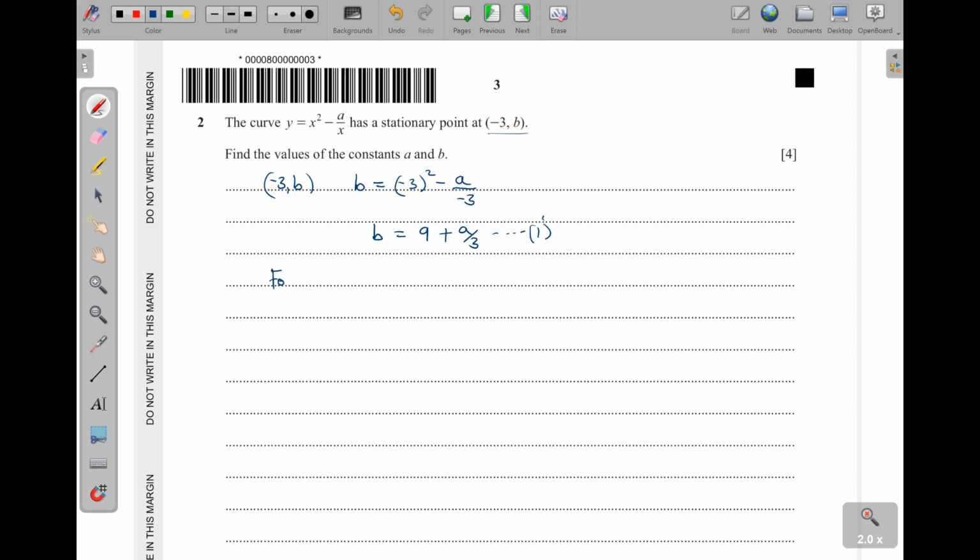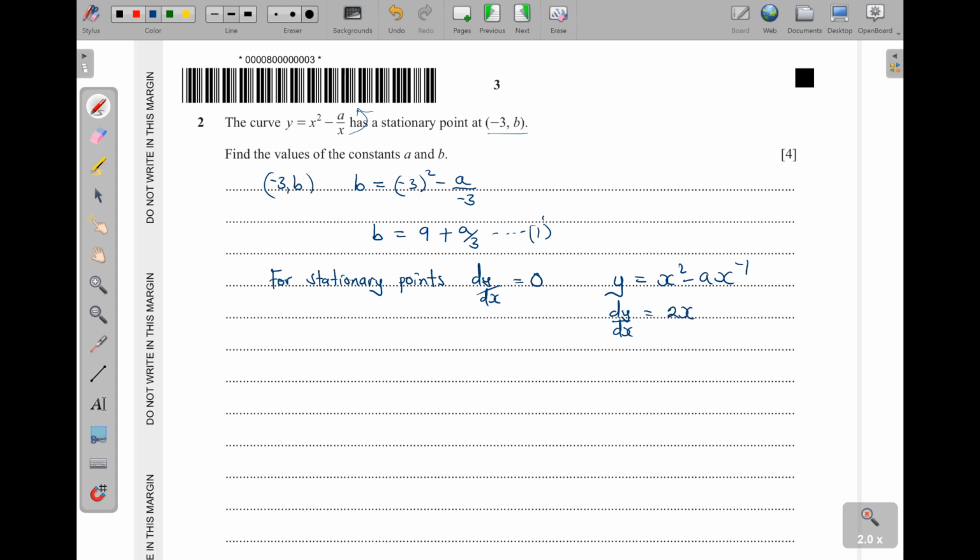for stationary points, dy dx is equal to 0. So we need to differentiate. Our y is x squared, then minus a, then x power negative 1. So that means the dy dx from here, you drop the power and reduce it by 1.